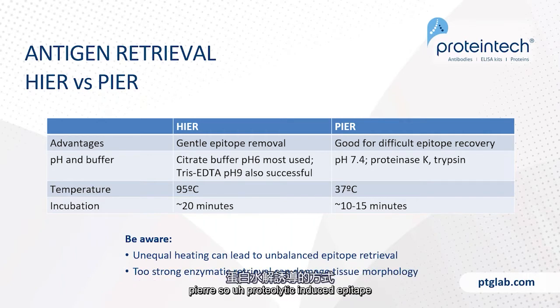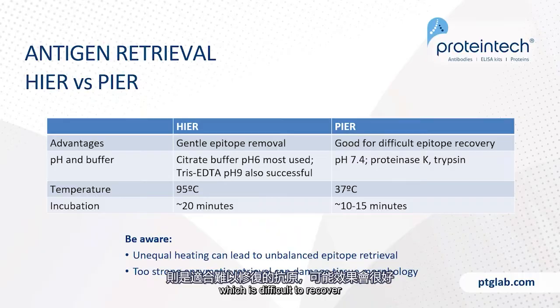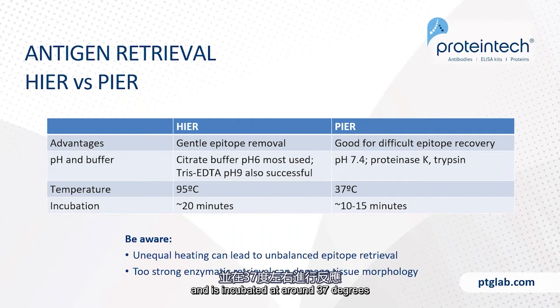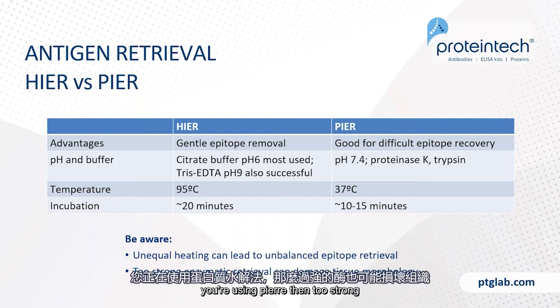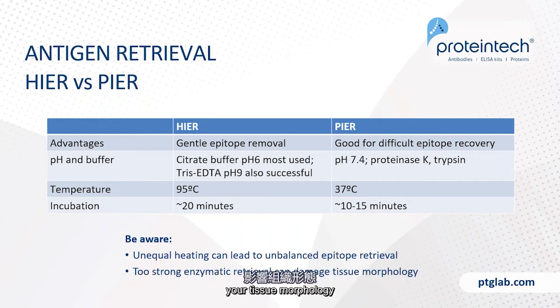Proteolytic induced epitope retrieval is good if you have an epitope which is difficult to recover. This is done at neutral pH, using Proteinase K or trypsin, and is incubated at around 37 degrees. Something to be aware of is that unequal heating could lead to unbalanced epitope retrieval and therefore affect any of your analysis further down the line. And if you're using PIER, then too strong enzymatic retrieval could also damage your tissue morphology.